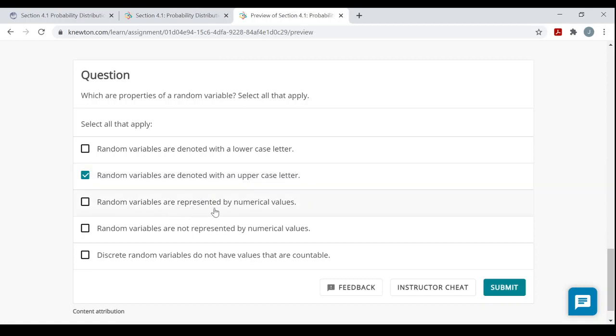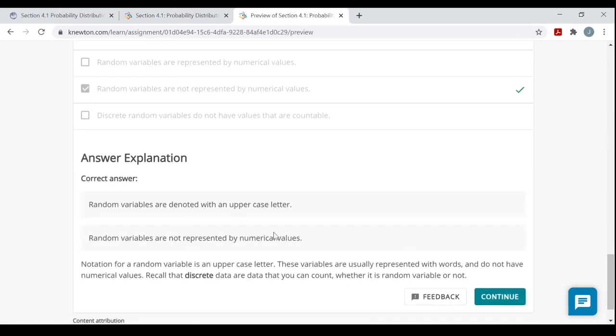Random variables are represented by numerical values. No. A random variable will be described in words. The outcomes are represented in numerical values. Right? So not represented by numerical values. And discrete random variables do not have values that are countable. Well, no, they actually do. Right? Discrete means that they are countable. They have values that are countable. Right.